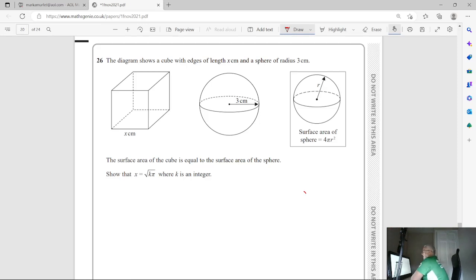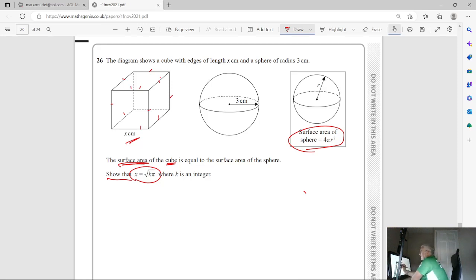Okay, so the diagram shows a cube with edges of length x centimeters and a sphere of radius 3 centimeters. It gives me a formula here. That's going to be important. I'm going to need that. The surface area of the cube, okay, so surface area tells me it's a cube, so all the sides are the same measurements, is equal to the surface area of the sphere, and it gives me that measurement. So we need to show that this is my answer. I've got to get to that answer where k is an integer, and I need to know what the k is. So let's see what we've got on this.